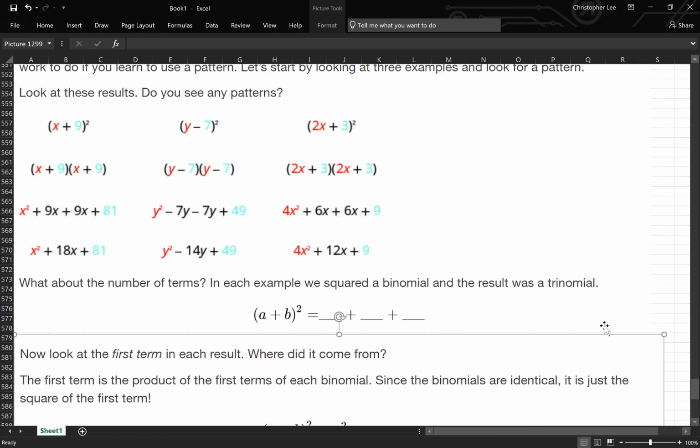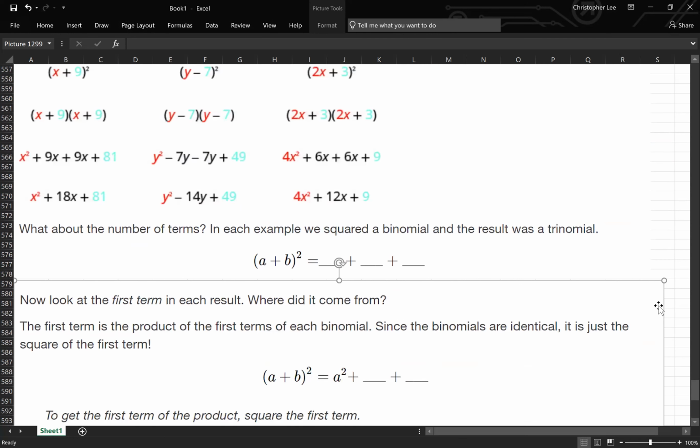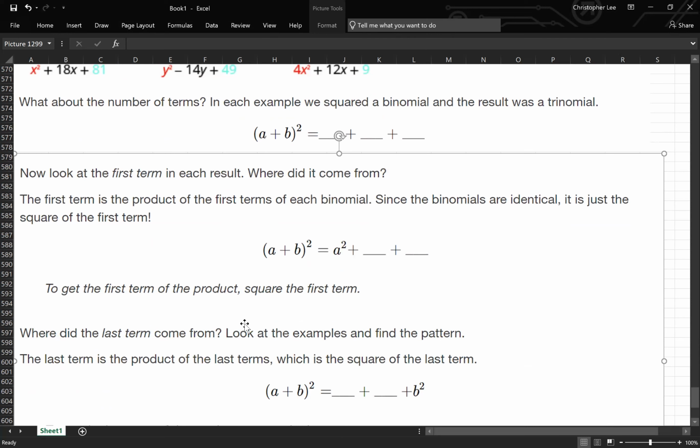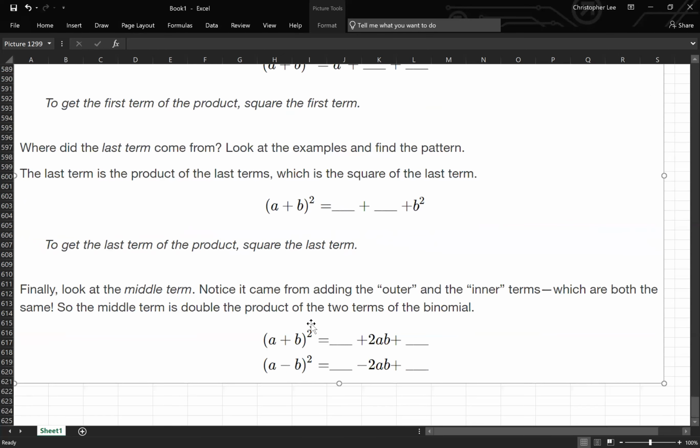So now we look at the first term in each result. Where did it come from? The first term is the product of the first term of each binomial. Since the binomials are identical, it is just the square of the first term. So a plus b squared is equal to a squared. To get the first term of the product, square the first term. Where did the last term come from? Look at the examples and find the pattern. The last term is the product of the last terms, which is the square of the last term. So b squared is the last term, right? And then to get the last term of the product, you square the last term.